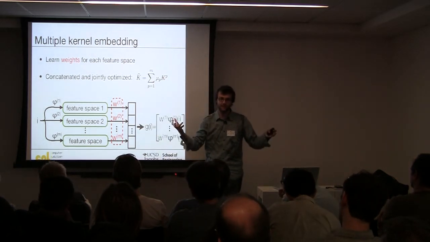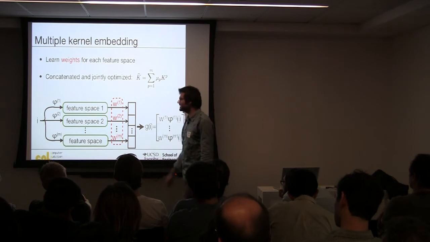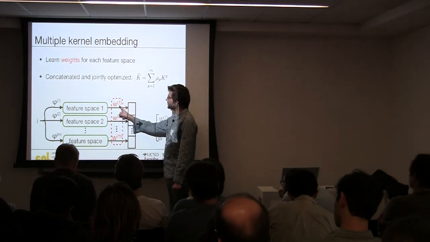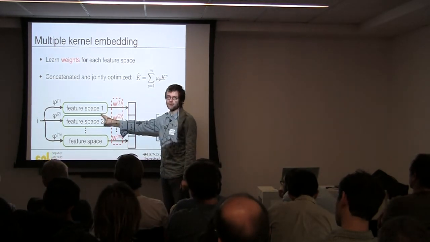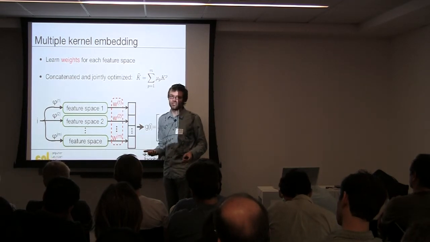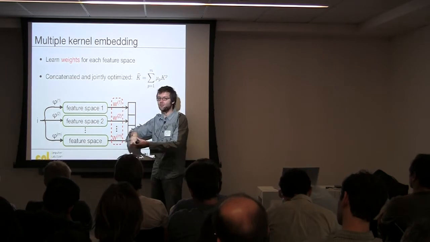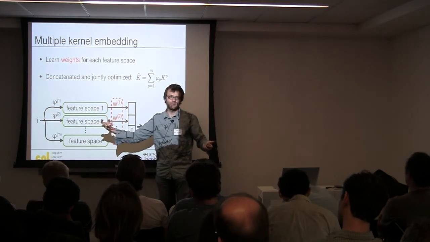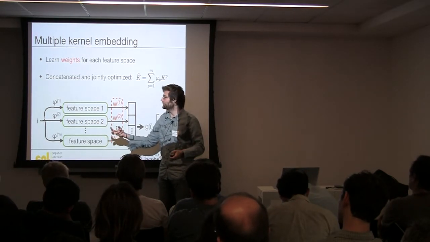But of course, one thing you may say is, if I'm just going to learn one weight for each of these feature spaces, I'm either able to collapse them or upweight them, but that's all I can do. It may be that some part of a feature space is useful and another part is not, and so I'm not capturing that type of information.